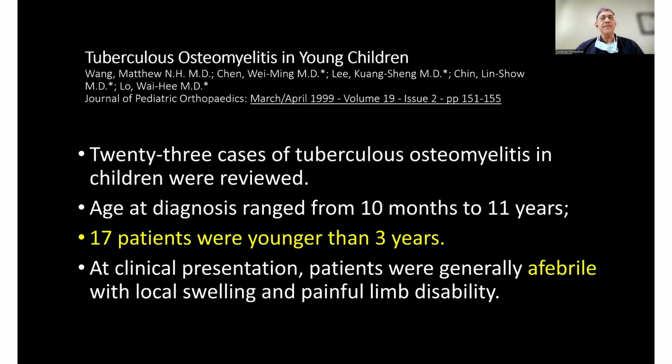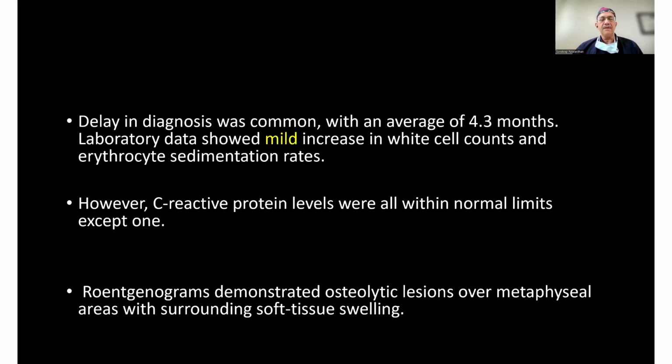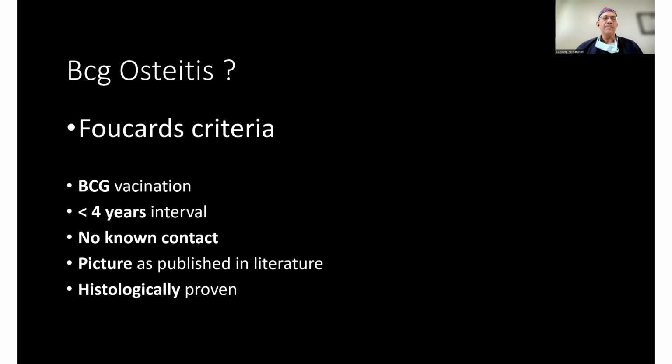This series, which was published in JPO, 23 cases of TB osteomyelitis, age between 10 months to 11 years, 17 patients less than 3. Generally afebrile, mild increase in the lab parameters, CRP very well within normal limits, and X-ray will always show osteolytic lesion in the epimetaphyseal area. To rule out BCG osteitis, you must prove that it's the same strain, which might be difficult.